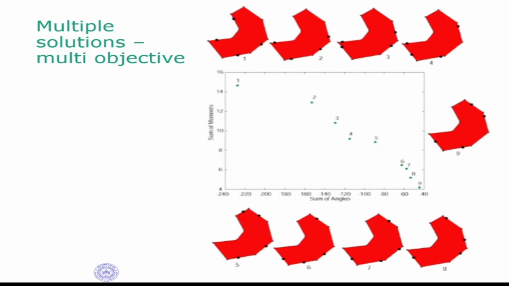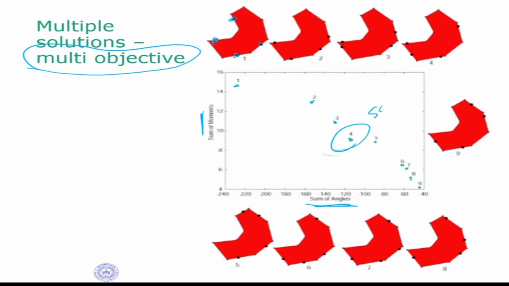For example, the red one is an object, and you're placing fingers at different positions. So this is one finger, another one, another one, another one. In each of these, you can see that the fingers are at different locations and the objectives are being evaluated. If you plot the sum of angle versus the sum of moments, these are some of the solutions that we are getting. This is multi-objective, so we will get multiple solutions. Then from these, you can choose one of the solutions.